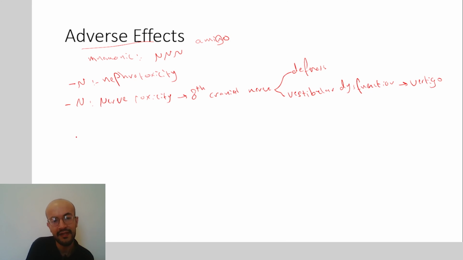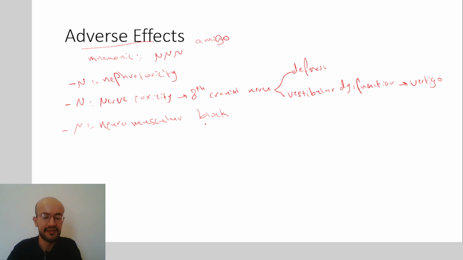The third N is for neuromuscular block. The aminoglycosides would cause a mild block to the innervation between the muscle and the nerve, and that would give us muscle weakness in people who are after surgery, and in case the person has myasthenia gravis, this would make the muscle weakness even worse, and it is reversed by using neostigmine or other reversal drugs.